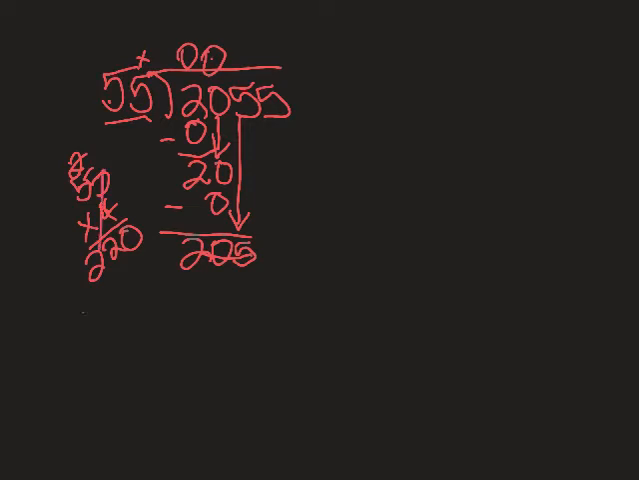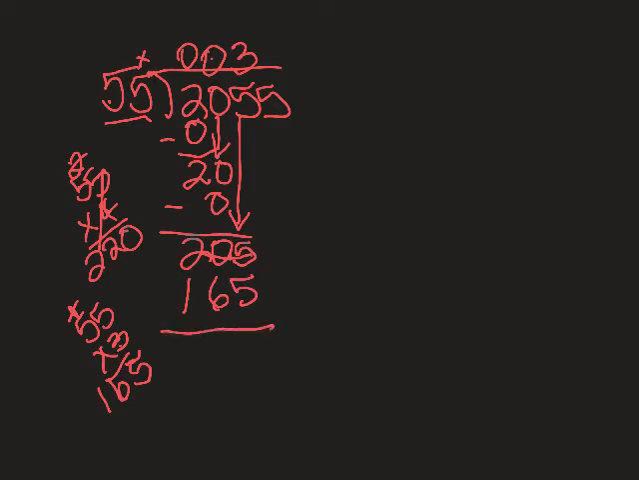So now I'm going to try 3. 55 times 3. 3 times 5 is 15. Carry my 1. 3 times 5 is 15 plus 1 is 165. Okay, that's under it, so that's the closest I'm going to get. So I'm going to put my 3 at the top. And I know 3 times 55 is 165.